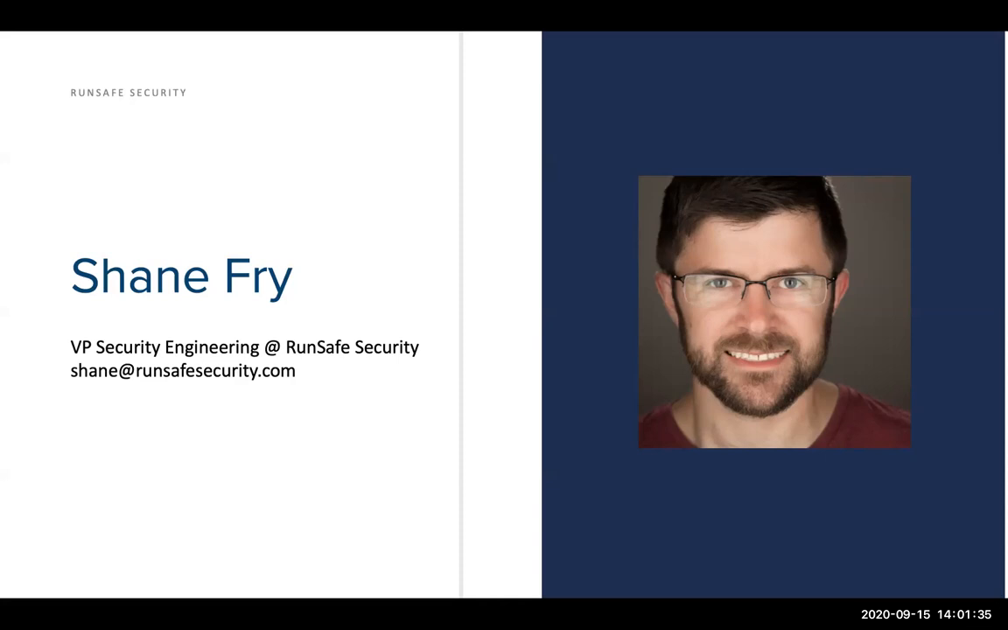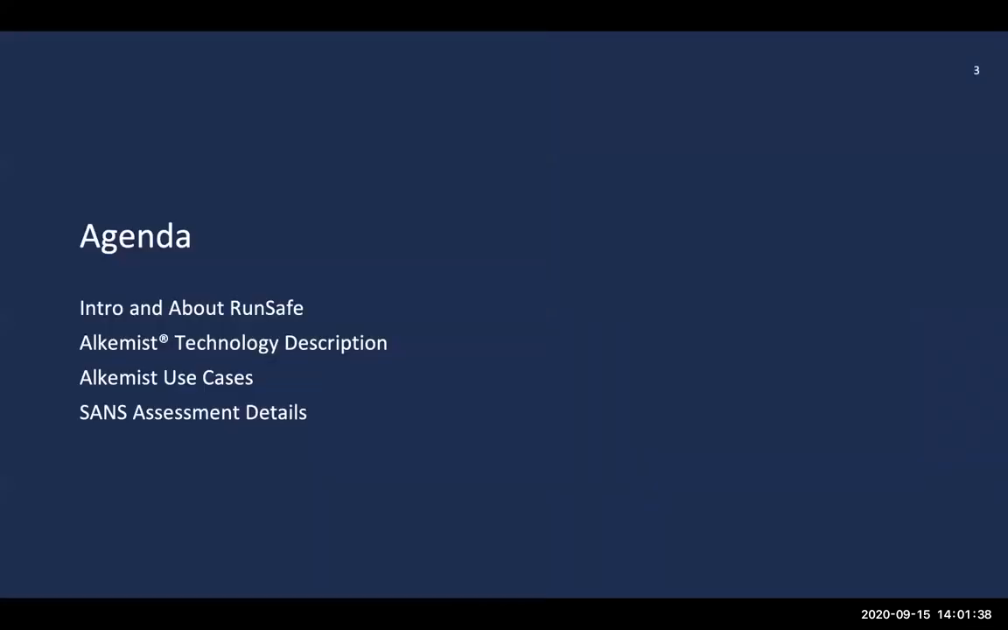memory corruption bugs. So, for the agenda today, we're going to give a brief intro of myself, which I've already done, and talk about RunSafe Security. But then we want to talk about some of our Alchemist technology, its use cases, and then a SANS assessment that we had done by SANS that was super productive for us, the results of which are highly relevant to customers of ours and potential customers like you that are deploying web application stacks and are focused on your web application security, but are missing a key component of that security posture, which is protection against memory corruption vulnerabilities.